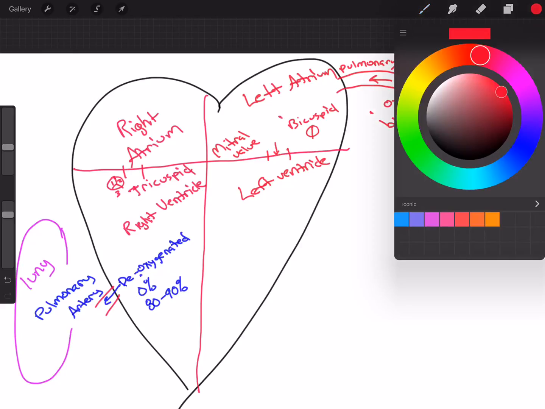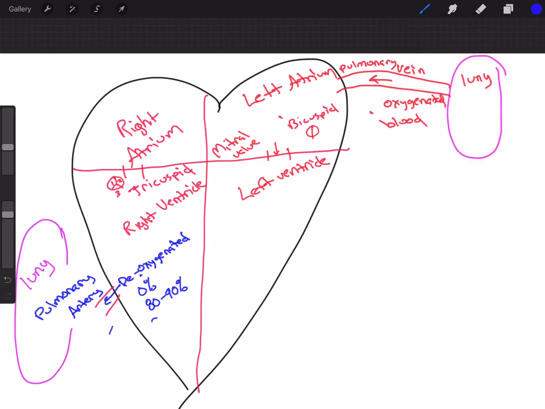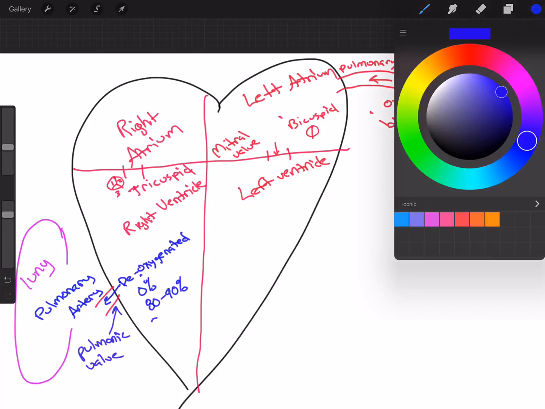I just realized I forgot one of the valves. Sorry about that. This valve right here, leaving the right ventricle, going to the pulmonary artery, is called the pulmonic valve. Pulmonic valve, you got it. You understand how medical terminology works.